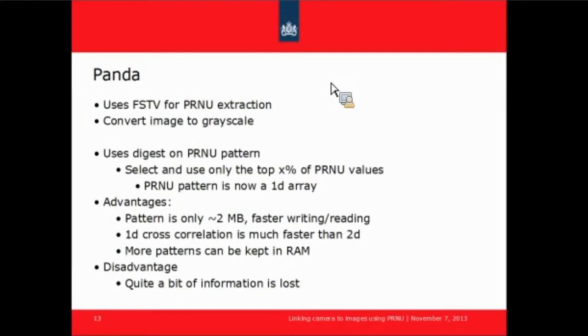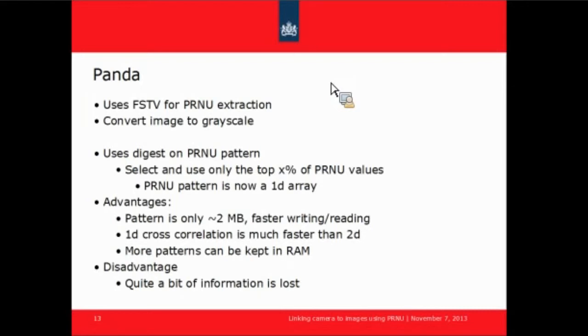This results in a one-dimensional array, a one-dimensional matrix with all these PRNU values. The advantages of this are that the pattern is only around 2 megabytes instead of 60, which means faster reading and writing. 1D cross-correlation is a lot faster than two-dimensional cross-correlations, and you can keep a lot more patterns in the memory. Of course, the disadvantage is that you throw away a lot of information.